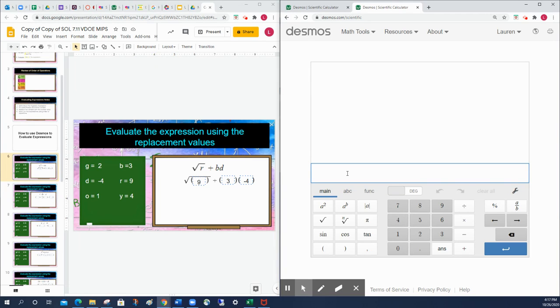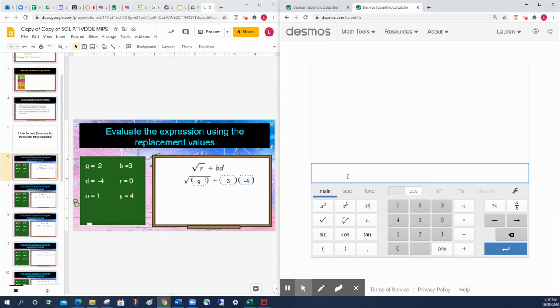So this is a simple problem. We can solve this using orders of operation. We would do the square root of 9, which equals 3. Bring everything down. Next, we would multiply 3 times negative 4, and then so 3 plus negative 12, and just combine and add everything together. Or we can use the Desmos calculator. So once we solve it out by hand, you can use the Desmos to check your work.